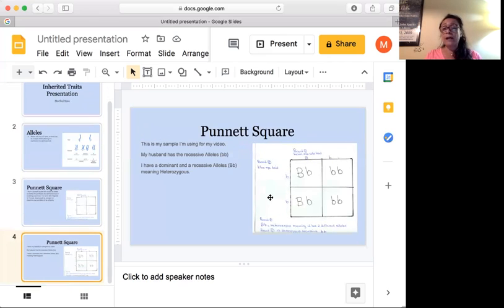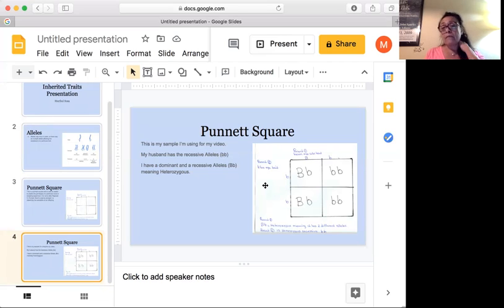So I'm going to use this as an example, and I will use my brown eye color and my husband's blue eye color, and see what the possibilities are of getting an offspring with brown eyes or blue eyes. And as I explained before, I do have a recessive and I have a dominant.